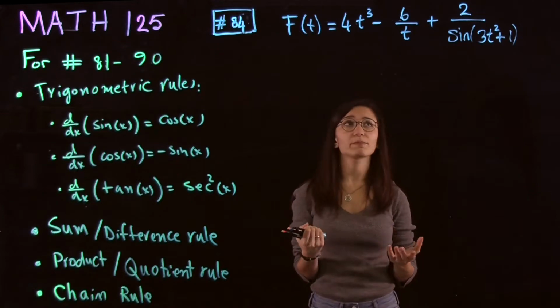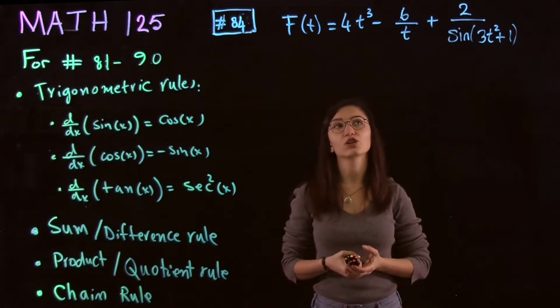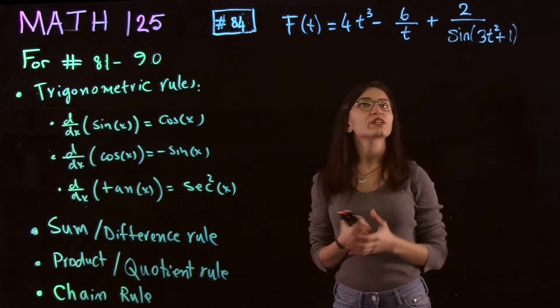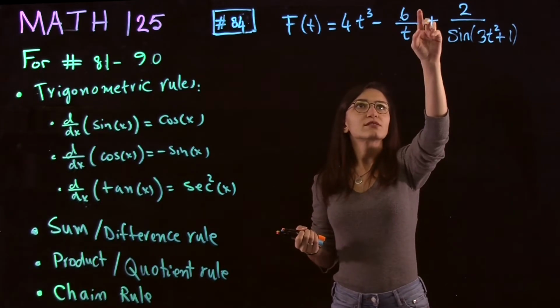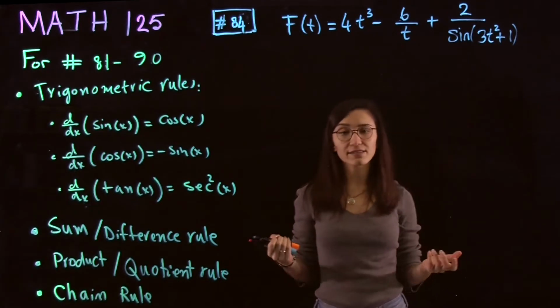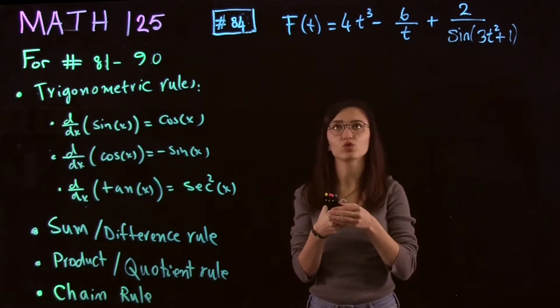So one way is to apply the quotient rule, but I want to show you another way, which is kind of, I think, easier. So another way to handle this kind of expressions is, so this is 6, the constant over t, I can just make it as t to the minus 1, because we know 1 over t is just equal to t to the minus 1.